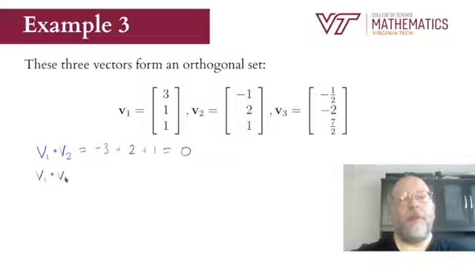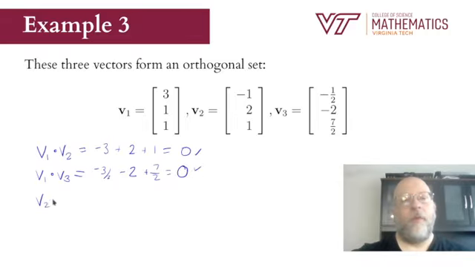v1 dot v3 has to be 0. That's negative 3 halves. 1 times negative 2 is negative 2. 1 times 7 halves is plus 7 halves. So that's negative 3 halves minus 4 halves plus 7 halves. That's 0, so this checks.